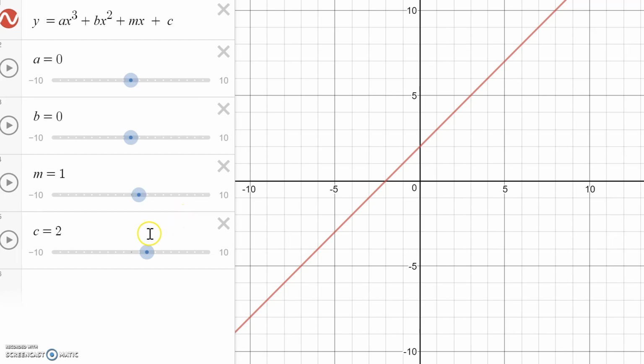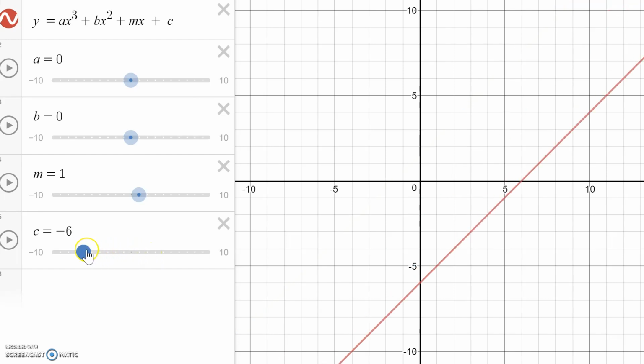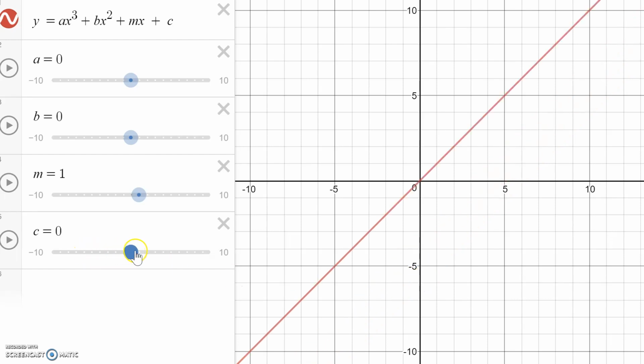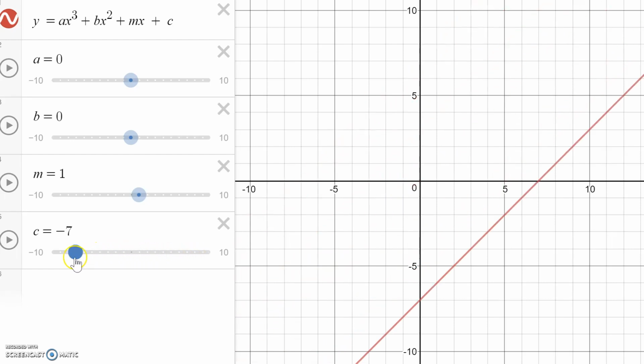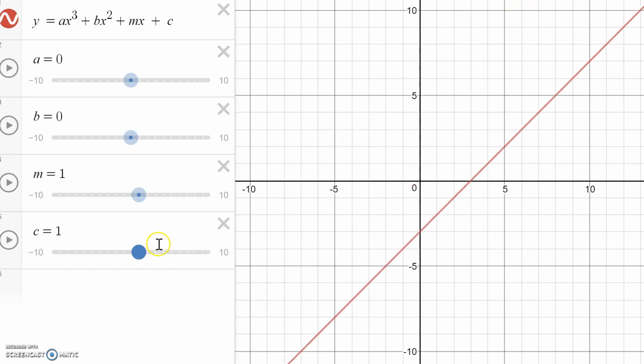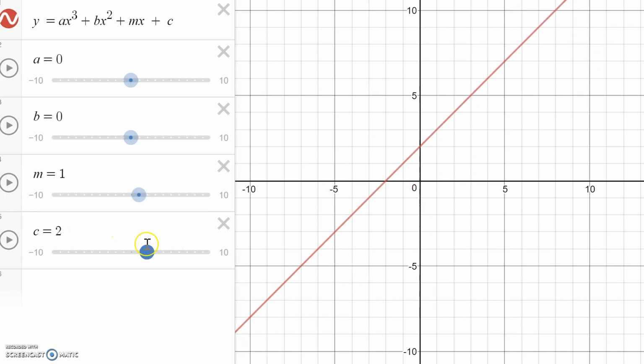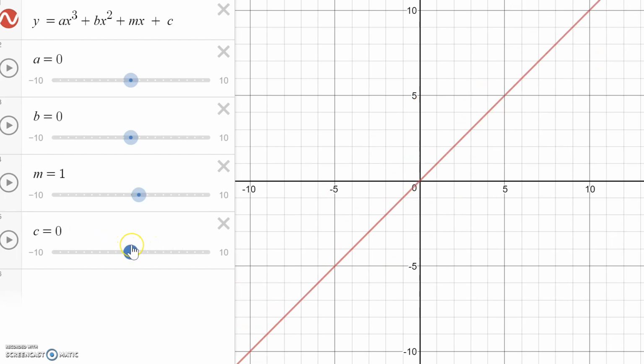Let's check it out. Okay, let's leave the gradient the same steepness, but let's make our y-intercept negative 6. So we see straight away that our line changes where it cuts the y-axis. It now cuts at negative 6, but the steepness, the slope, the gradient doesn't change. All of those lines are parallel. The only thing that's changing this time is where it cuts the y-axis. Right, let's set it back to 0, so the intercept is at 0.